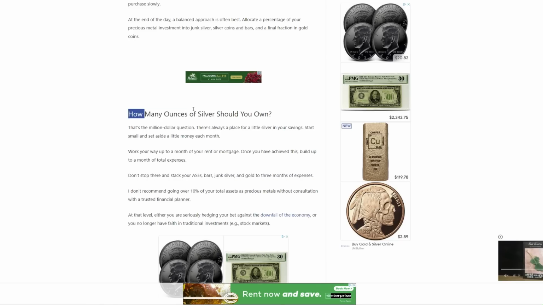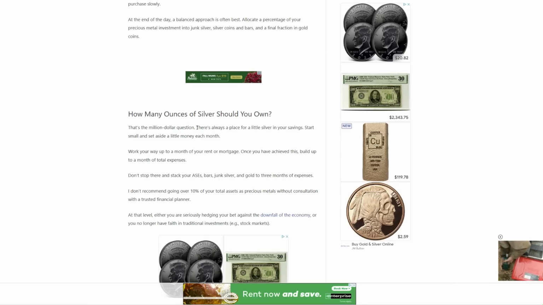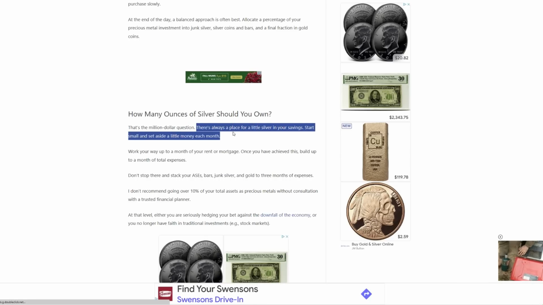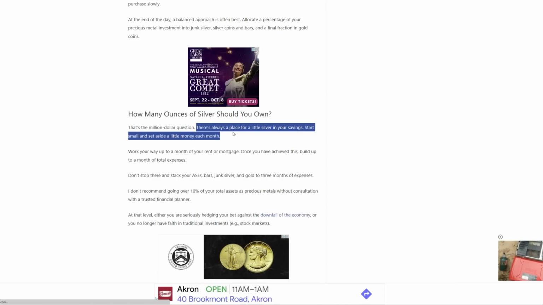But how many ounces of silver should you own? That's the $1 million question. There's always a place for a little silver in your savings. Start small and set aside a little money each month. And that reminded me of the name of the video or the podcast that I was on with Robert Kiyosaki, the famous author that wrote the book Rich Dad Poor Dad.